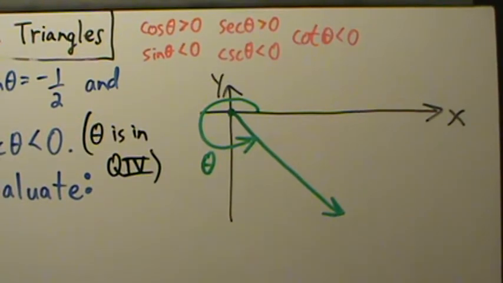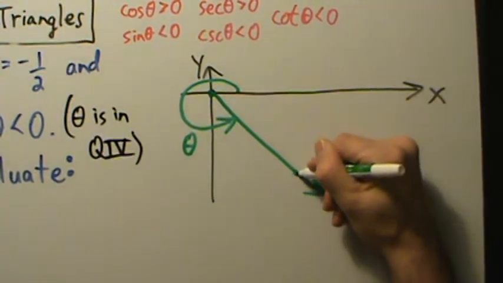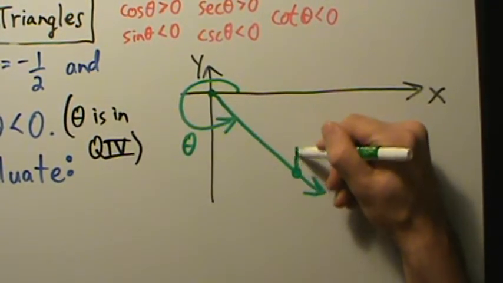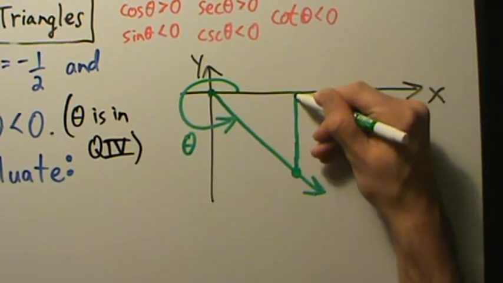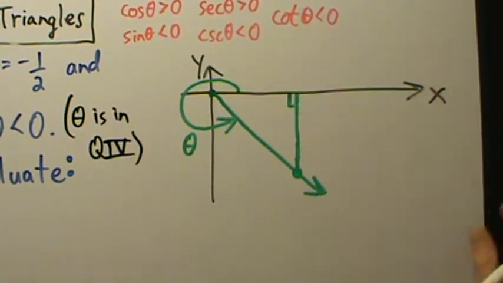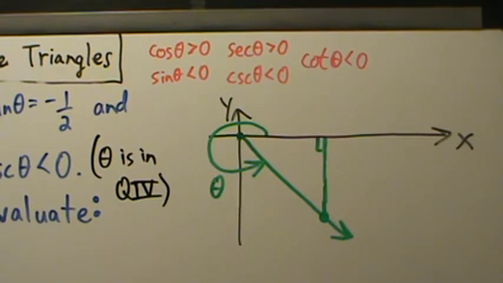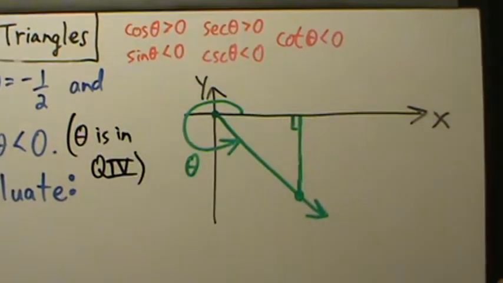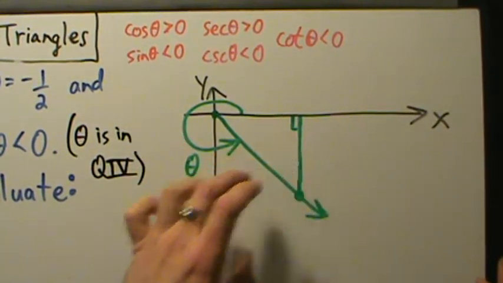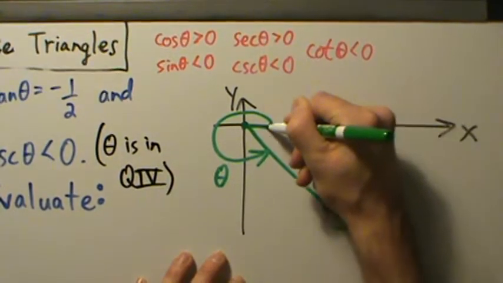Now remember, we're dealing with reference triangles, so with reference triangles, always pick a point on this terminal side. I'll pick it over here so I have enough room to work with. I'm going to make it perpendicular with the x-axis. So remember, for reference triangles, always go to the x-axis. Never go to the y-axis. No matter what quadrant you're in, always go to the x-axis. Okay, so we've actually done one example in each of the quadrants so far. So now we're doing one in quadrant 4. Now let me fill in this side of the triangle also.